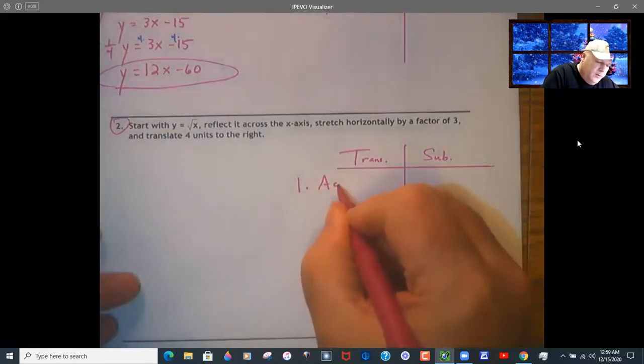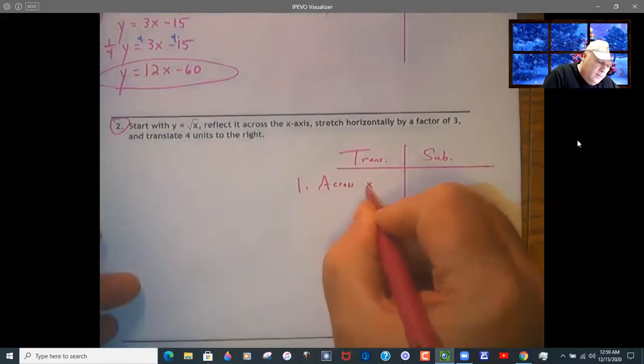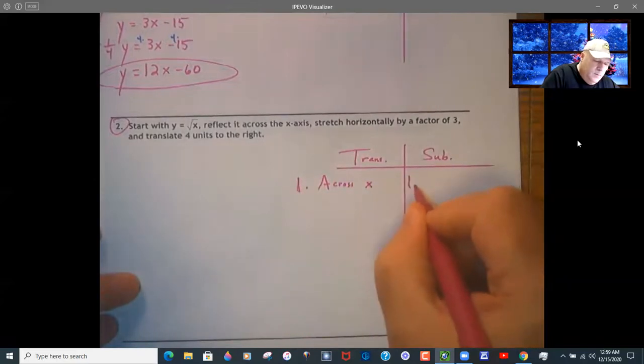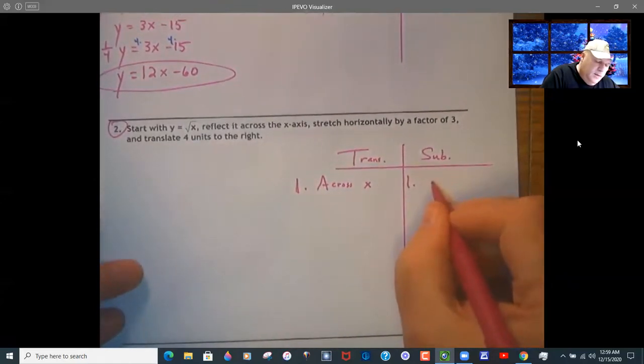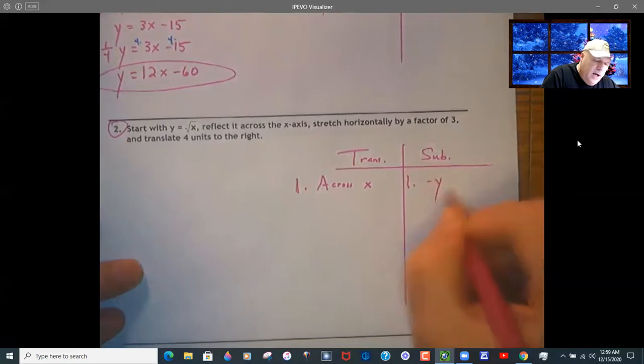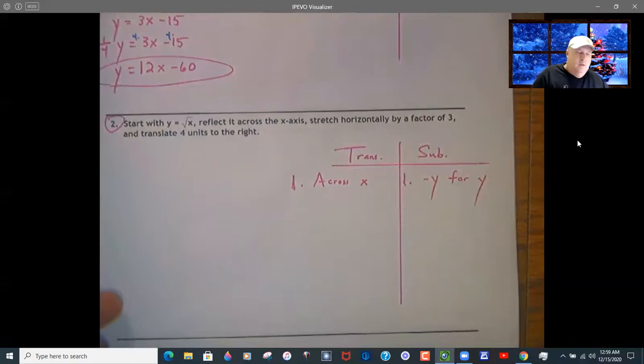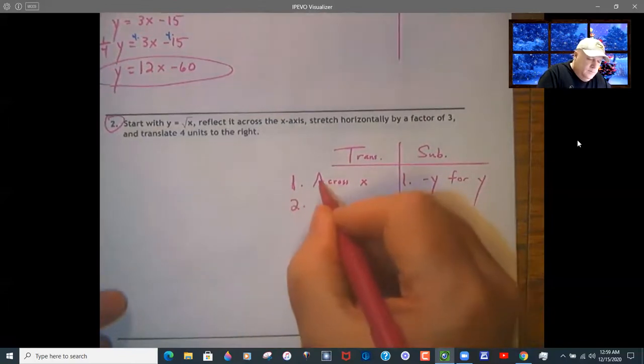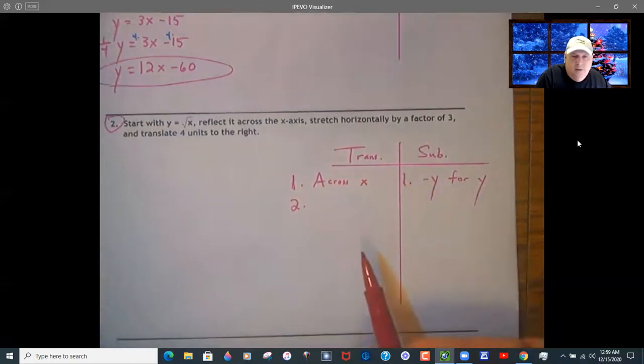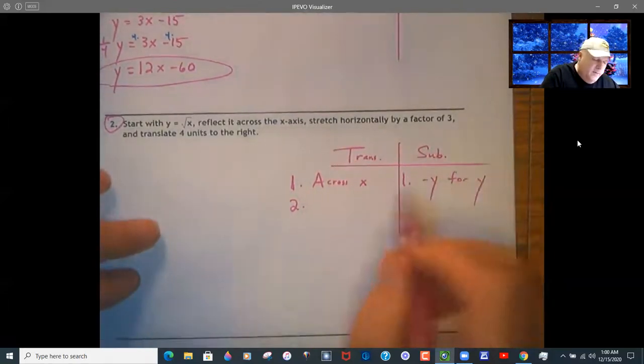So I just put across x when I do that. And then it is negative y for y. That's the substitution. So any of these transformations have substitutions that you have to do. Okay, second thing, stretch horizontally by a factor of 3.